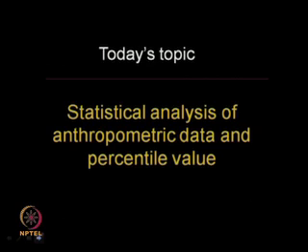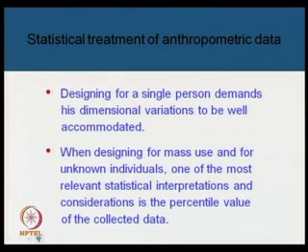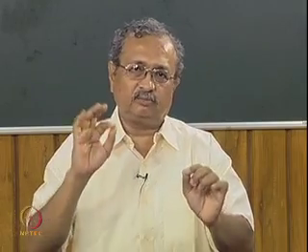So, today's topic is the statistical analysis of anthropometric data and the percentile value. When we design something for a single person's use, we can measure him directly, and according to those measurements we can make a design exclusively for his use, say a chair, a table or a bed.